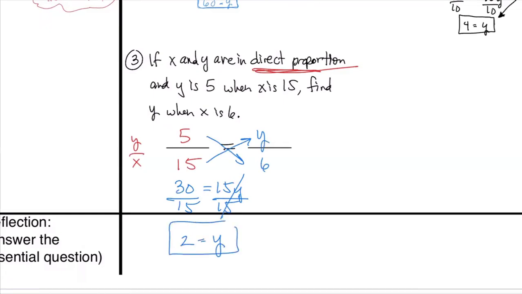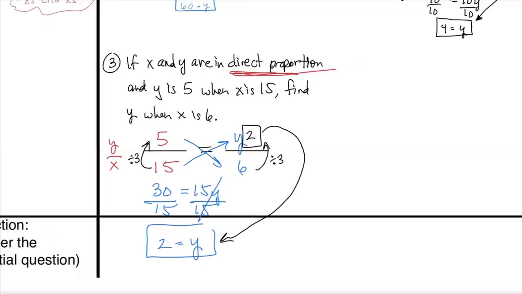The shortcut way, we could have looked here. Well, I know 15 divided by 3 is 5. So if I do 6 divided by 3, what's 6 divided by 3? Oh, that's 2. And notice I got 2 for my answer as well. You could do it either way, the cross multiplying or seeing the variation there. Good. All right, last one to try on our own here, number 4.